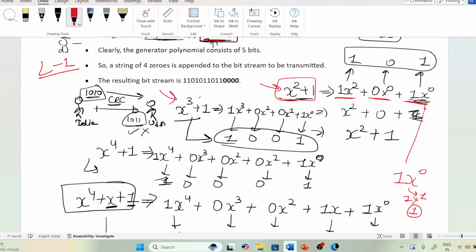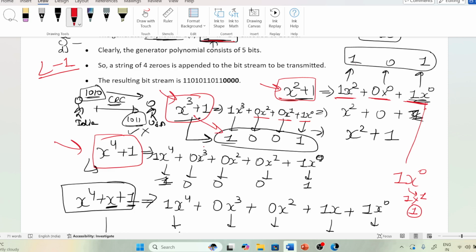Let's suppose the examiner gives you x cube plus 1. So how can we write this? We can write 1 into x raised to power cube, 0 into x square, 0 into x raised to power 1, 1 into x raised to power 0. So we can write this as 1 0 0 1.